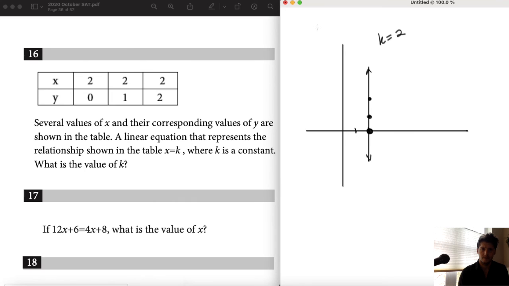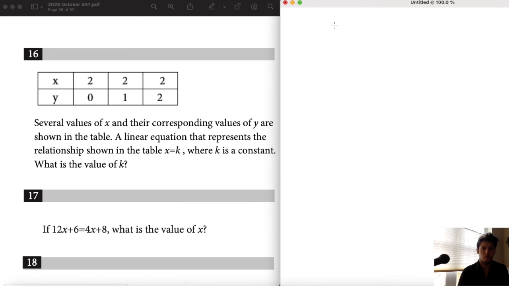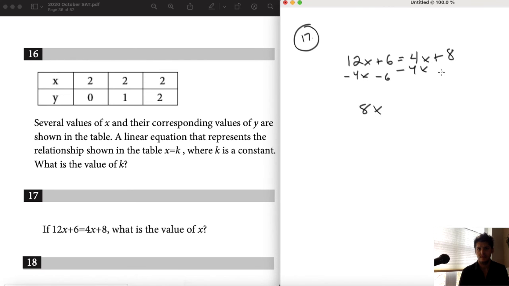Okay, number 17. 12x plus 6 is equal to 4x plus 8. And they want to know what's the value of x. Well, this is just some straight up algebra. Subtract 4x from both sides, you'll get 8x. Subtract 6 from both sides. These 6's will cancel, the negative 4x will cancel with positive 4x. 8 minus 6 is 2. Divide by 8 on both sides, 2 over 8. And you'll need to reduce, in order to get the points on this one, x is 1/4.